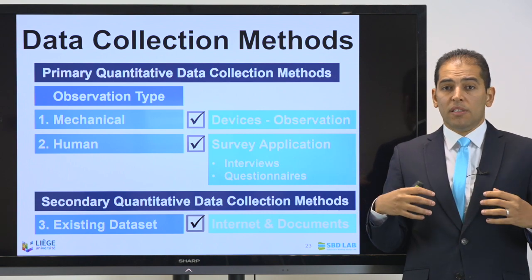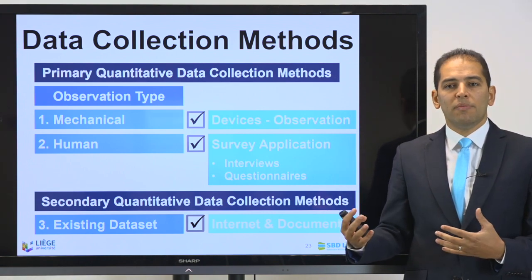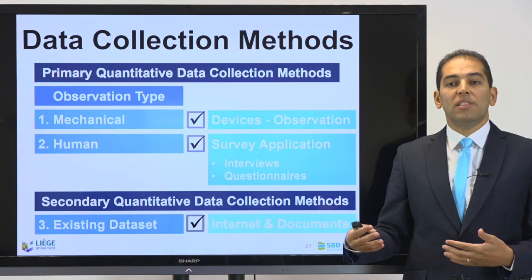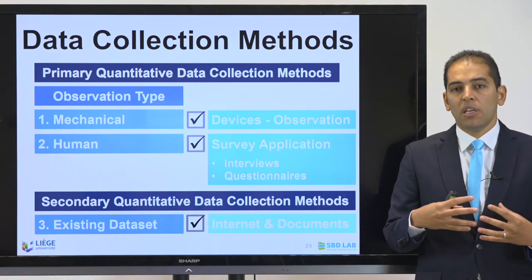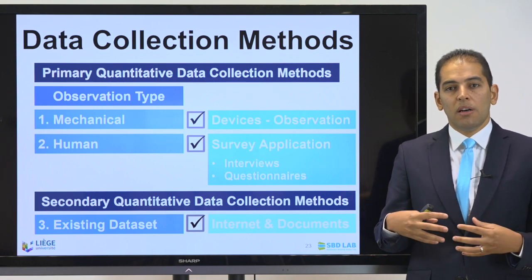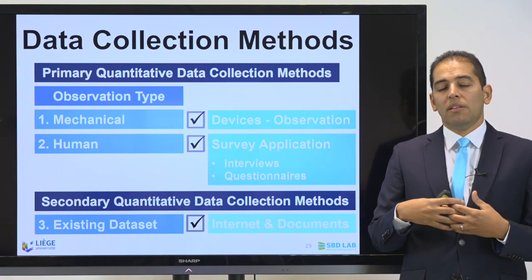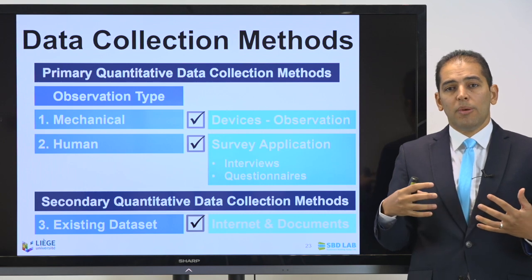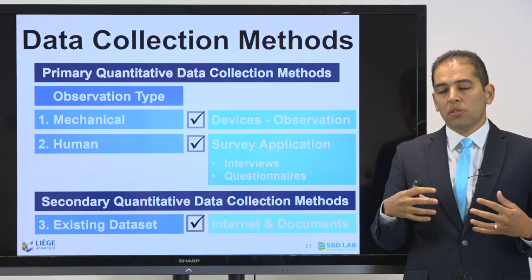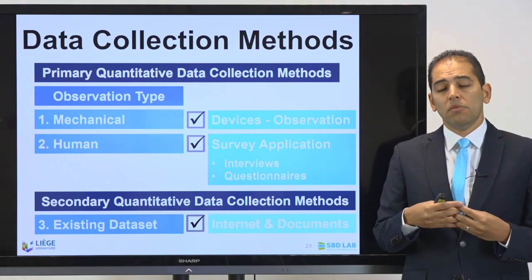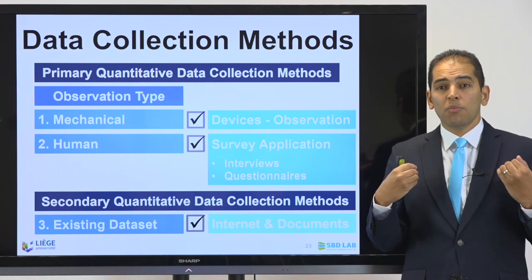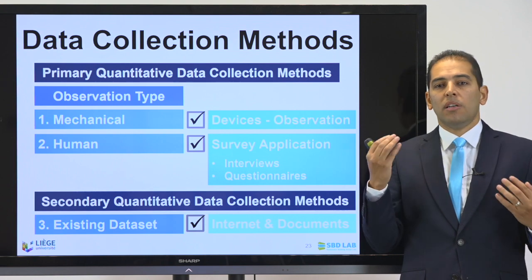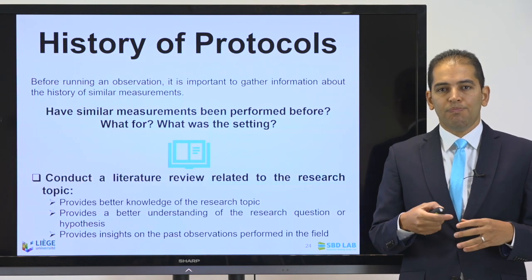If I have the data already, secondary, then there is no need for a measurement protocol. I need to verify how this secondary data was collected and make sure that the protocols and the standards used to generate this data are appropriate, well documented, and complying with best practices and the state of the art on data collection. If not, then it will be primary quantitative data that I am going to collect myself, and in this sense I need to know if it's mechanical or human.